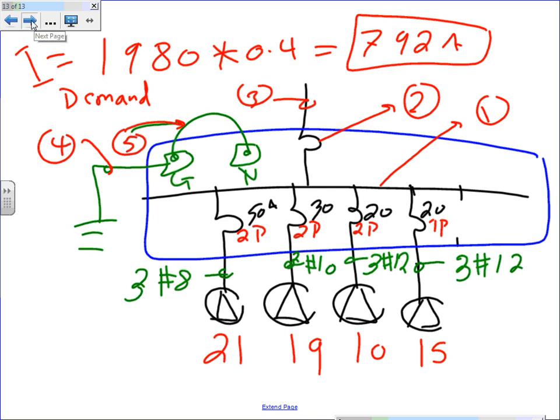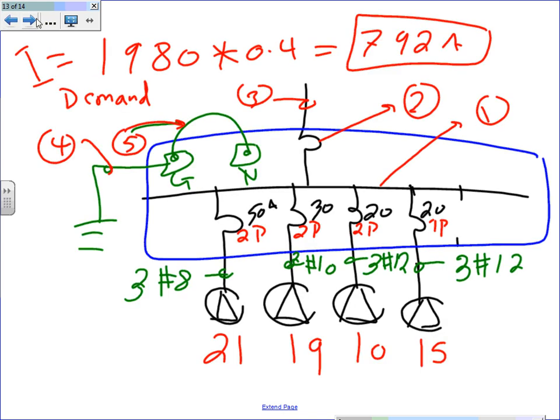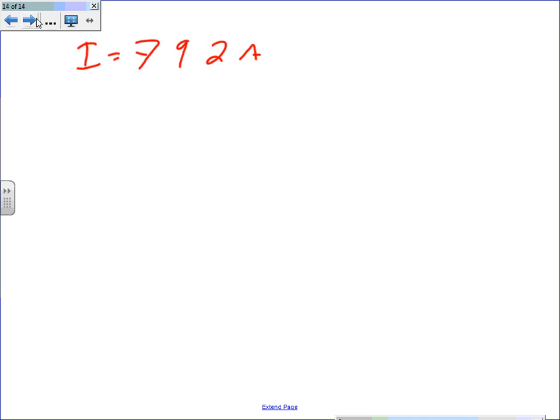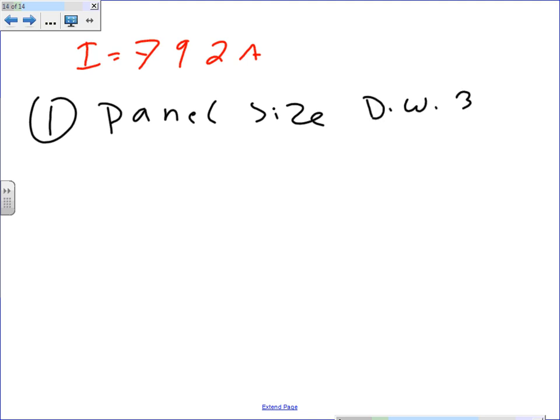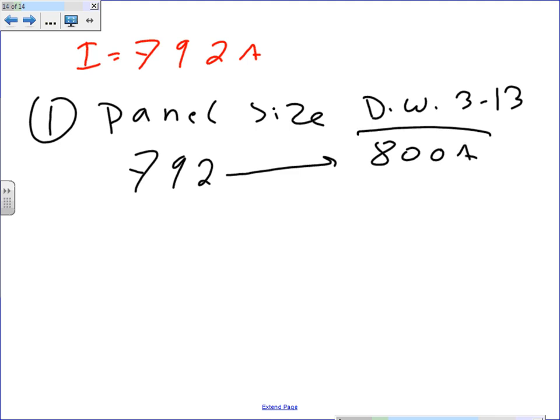And now size 1, 792. So remind me, my amps are 792 amps. Did they do it right? Before I get into the 792 amps, I believe so. Yeah, 792 amps. Okay. The rest is piece of cake. Number 1, panel size. This is D wall 13. Okay, so 792, 800 amp. We've just done that, Chad.